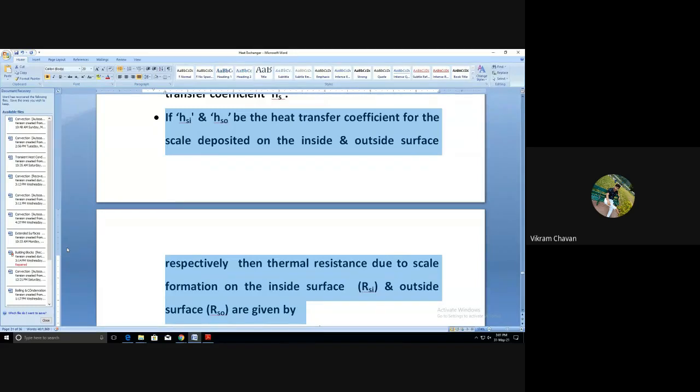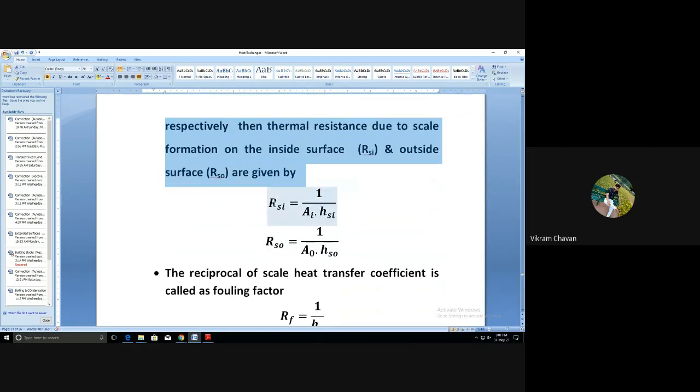due to scale formation on the inside surface, in bracket r suffix si, and outside surface, in bracket r suffix s naught, bracket complete, are given by r suffix si is equal to 1 divided by a suffix i multiplied by h suffix si, and r suffix s naught is equal to 1 divided by a naught multiplied by h suffix s naught.